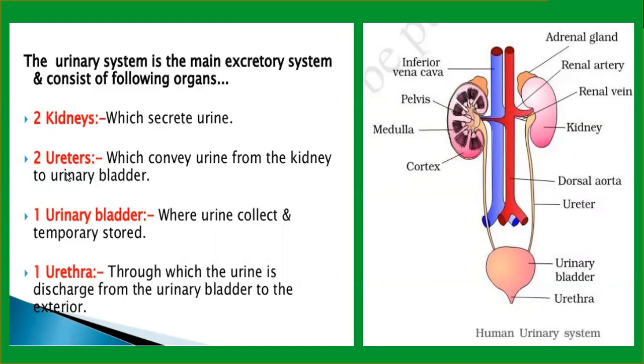What is the function of the ureter? The ureter conveys the urine from the kidney to the urinary bladder. What is the function of the urinary bladder? The urinary bladder is where the urine collects and is temporarily stored. The urethra is the tube through which the urine is discharged from the urinary bladder to the exterior.